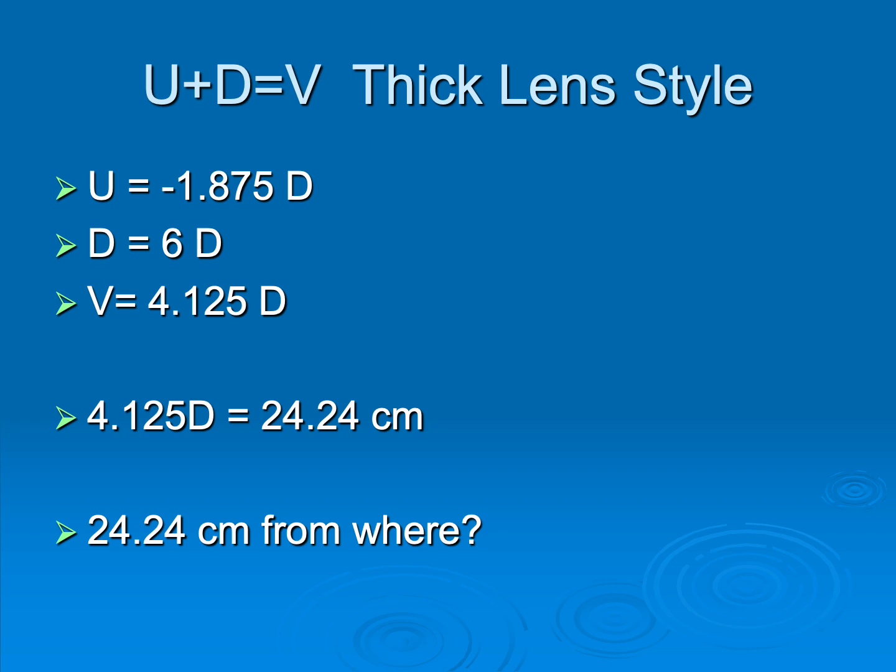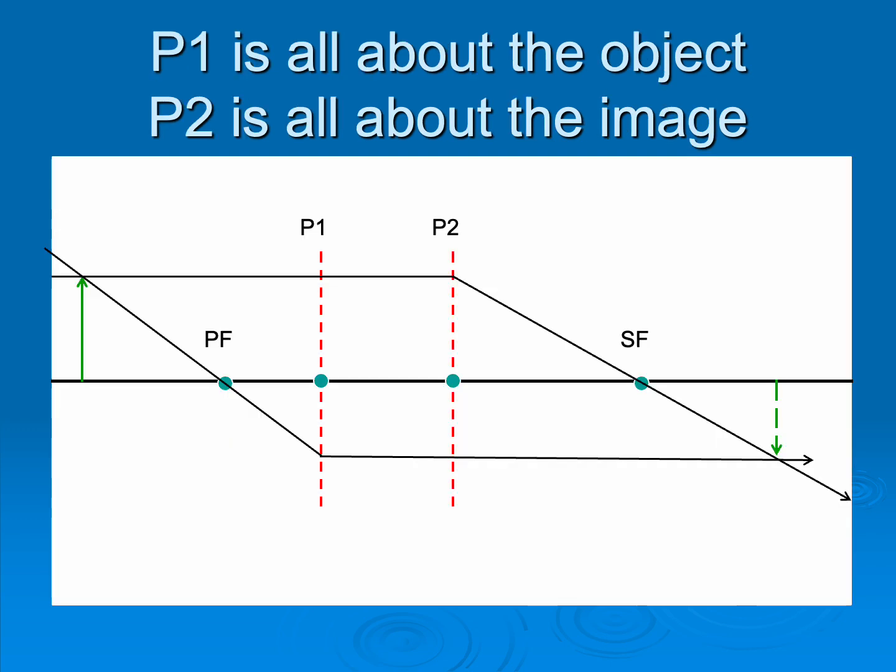But here's the question. 24.24 from where? Because in the past, in the simplified thin lens version, we said that it's just from the back of the lens, but now we have to account for every detail. And the basic idea is that P1 is all about the object, about U, and then P2 is all about the image. So it's not from the back of the lens, that 24.24, it's from P2 because that's where the action is happening. Let me show you that in a diagram.